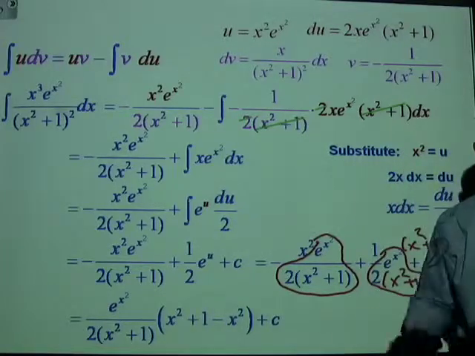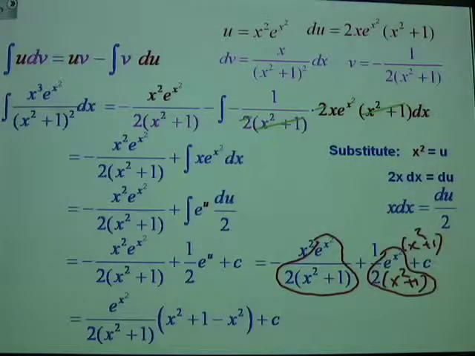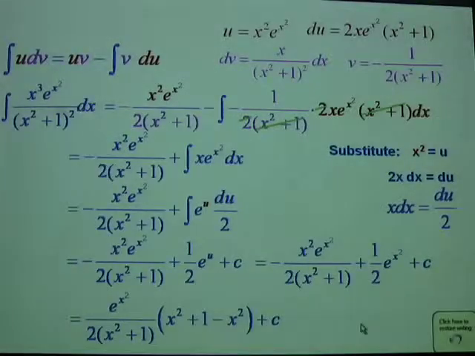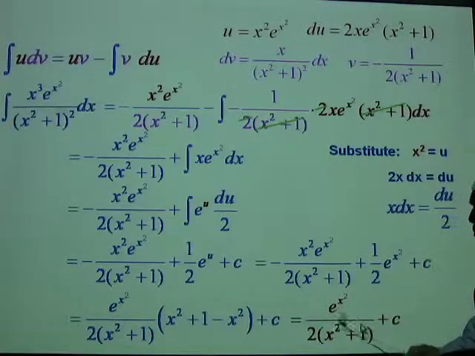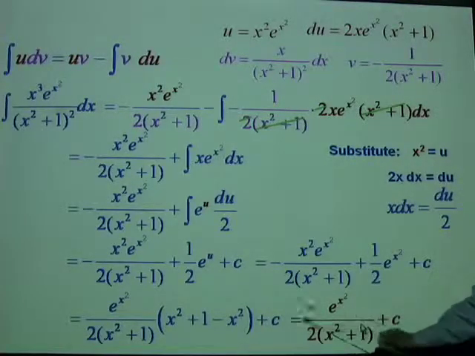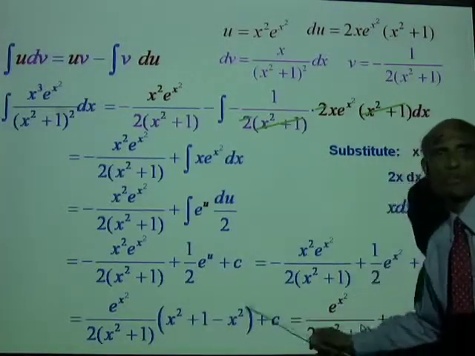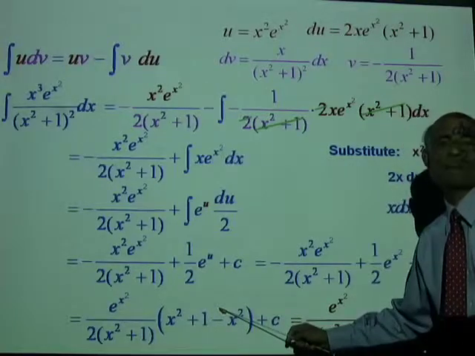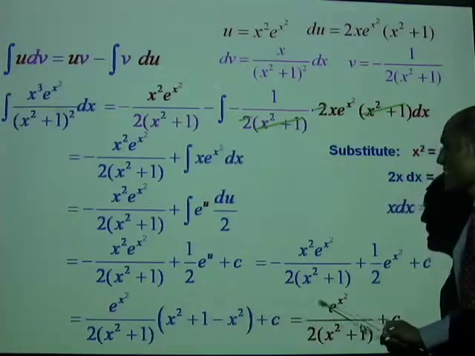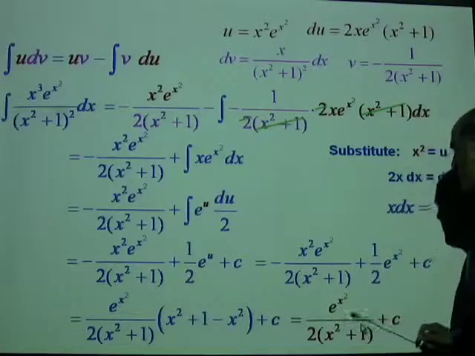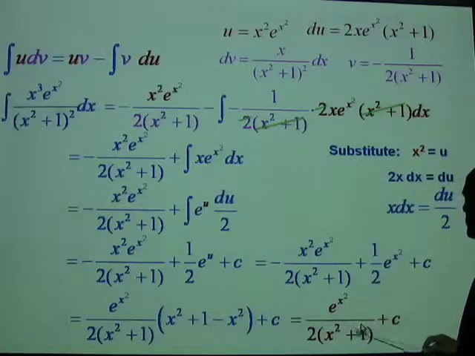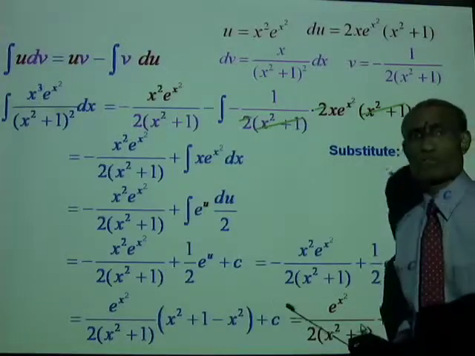Alright, you look at this again and practice these kind of skills. Alright, there we go. And so the final result is, you can see that x squared minus x squared will cancel. What is inside this parenthesis is just 1. So the answer is e to the power of x squared divided by 2 times x squared plus 1 plus c. And that is the result.